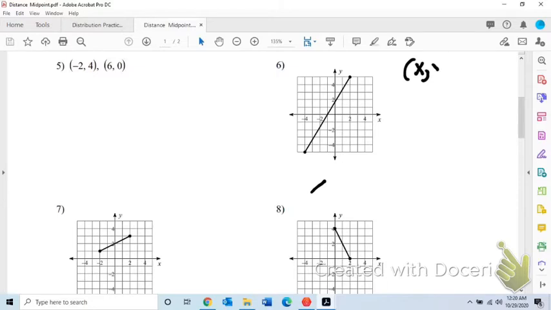So look at number 6. Number 6 has a graph. So what we need to do is to find x1 and y1, we need to find the ordered pairs. So hopefully you guys remember how to do this.